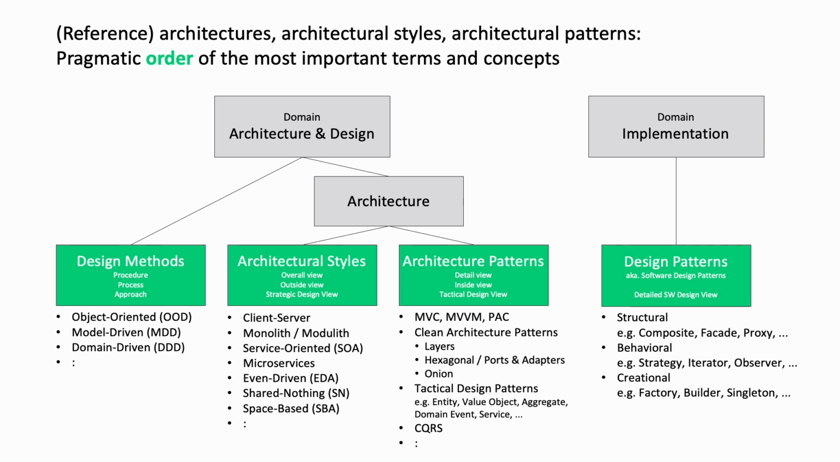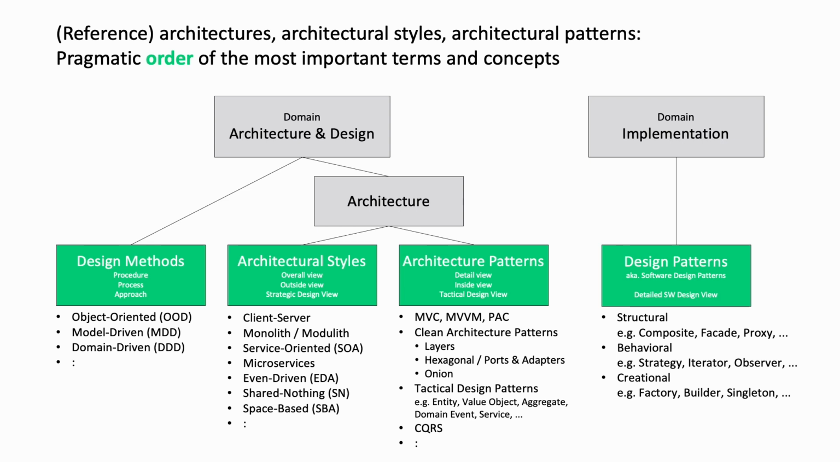The fourth category then contains the patterns that lie one level deeper, which we no longer assign to the architecture and design domain, but which concern the fine design of the software within the framework of the implementation domain. Here we find then the classical design patterns, or software design patterns. Most prominently, here probably the patterns from the catalogue of the Gang of Four, which can be divided for their part into three categories, namely structural patterns such as composite, facade, proxy, adapter, etc., behavioral patterns such as strategy, iterator, observer, etc., as well as creational patterns such as factory, builder, singleton, etc. There is also a separate video on best practices in this area.